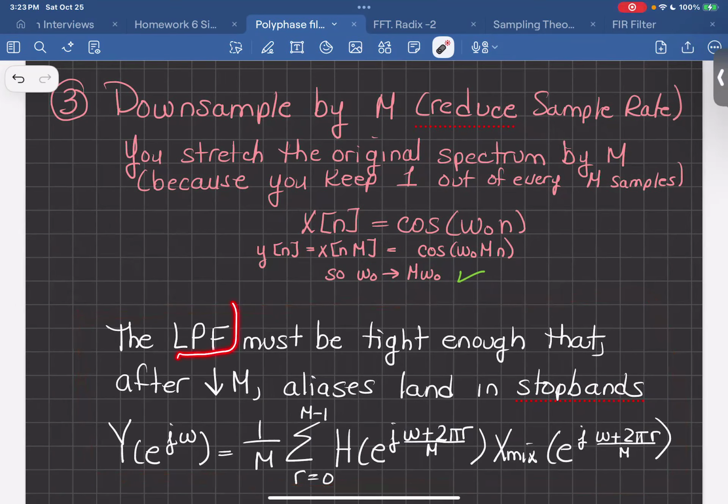And so your low pass filter, with that in mind, must be tight enough that after you downsample, the aliases land in the stop band. Remember, if your frequency grows, then when you downsample, if you come out of your downsampling with a bigger frequency than your reduced sampling rate can support, you are going to alias. You are going to have a problem.